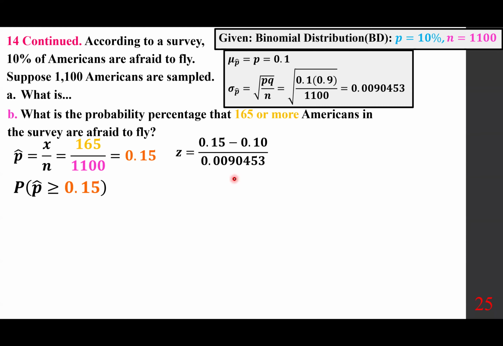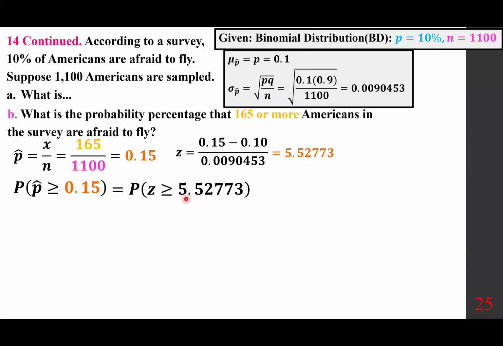P hat minus P over sigma of P hat. P hat is 0.15. P is 0.1. Sigma of P hat is 0.009043. And we end up with this number. Probability of P hat larger than 0.15 is probability of Z larger than that. And I hope, again, you remember the 3 standard deviations away. This is way beyond 3 standard deviations away.